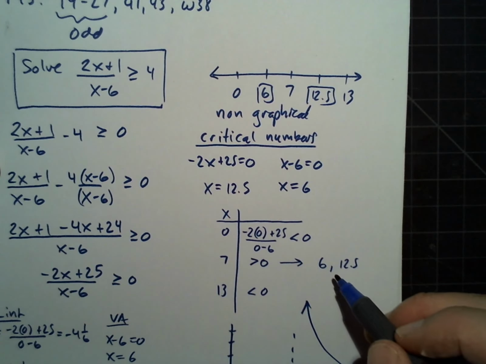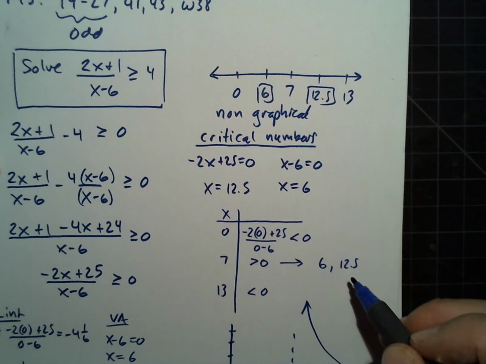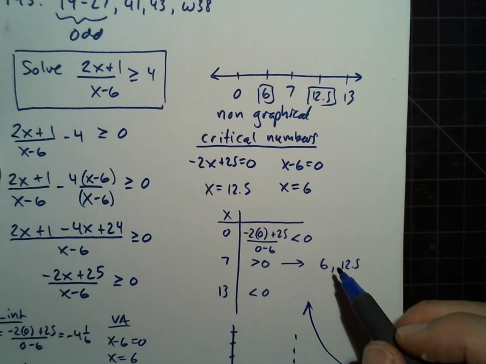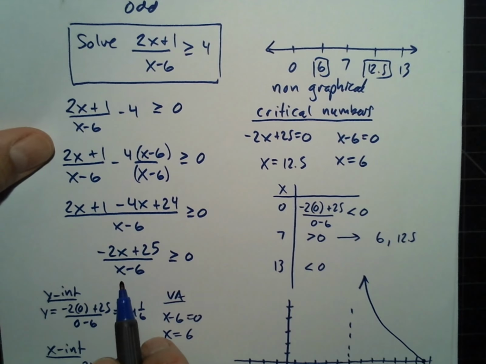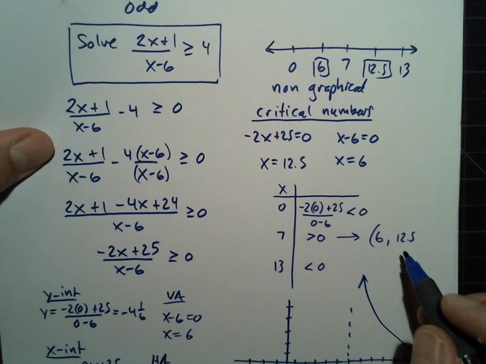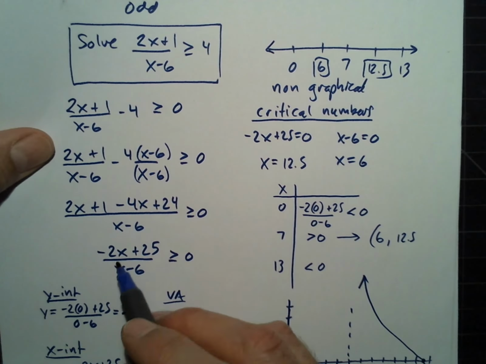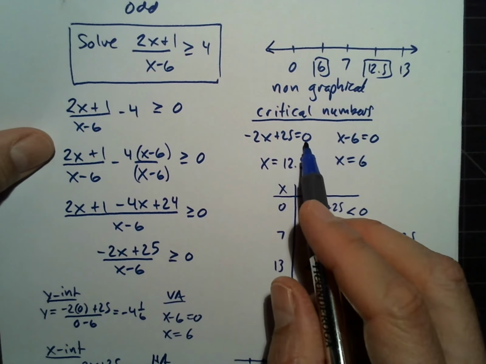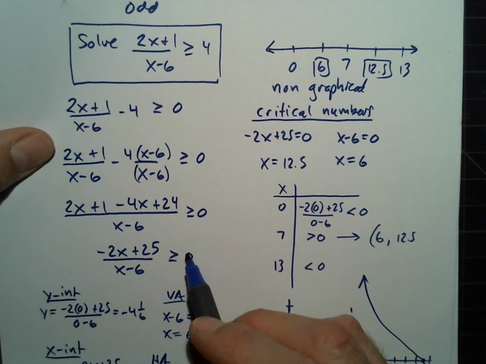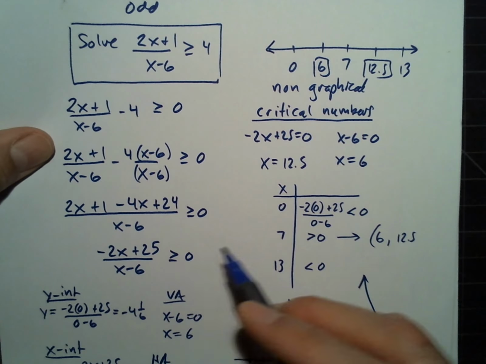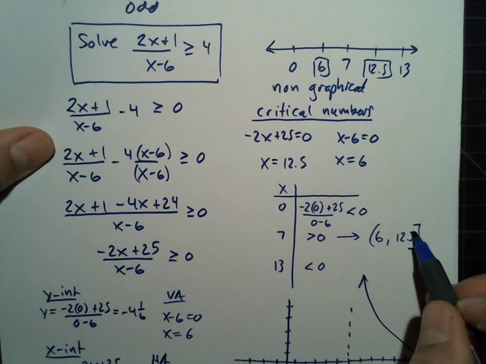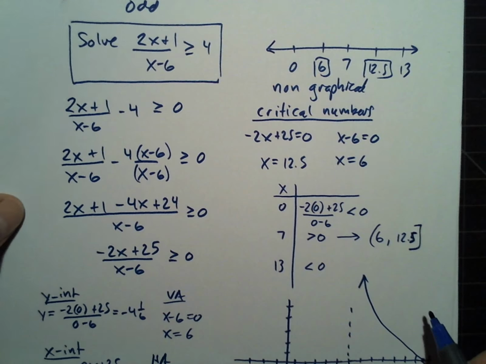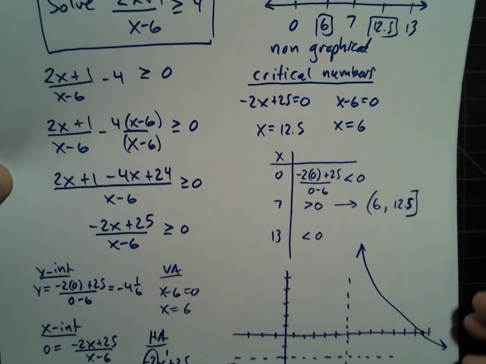And the problem with this is then we have to check each endpoint of the interval in the original. If we put a 6 there, we divide by 0, so we know there's nothing there. If you put 12.5 in here, we know it equals 0, and that's okay because it says equals 0. So that's how we know whether to use a parenthesis or bracket.